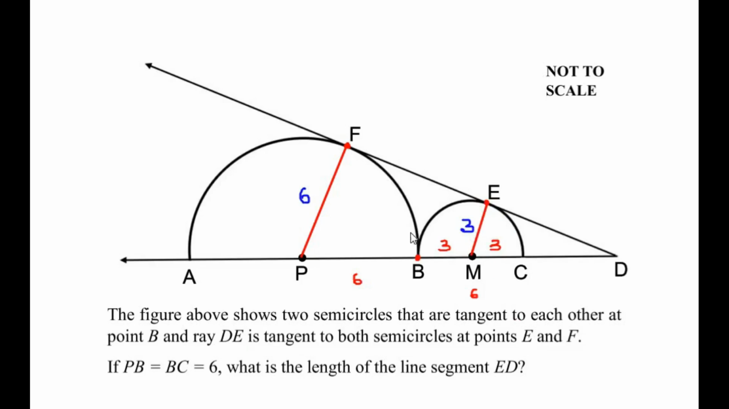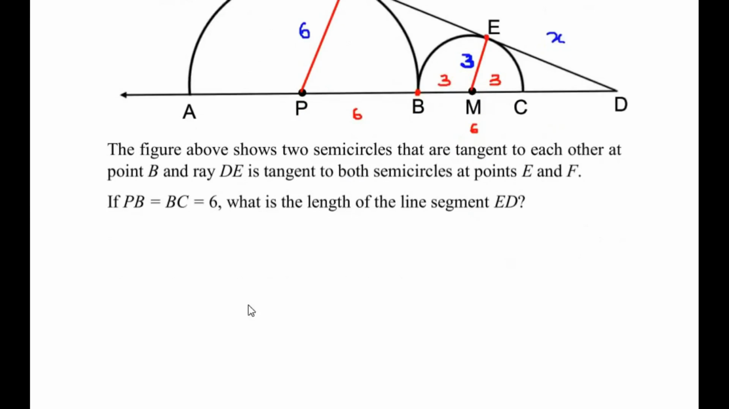Now once we have got these values, we can clearly see that there are two triangles in this given figure. One is the triangle PDF, the big triangle, and another one is the triangle MDE, that is the small triangle. Now remember that we have to find the length of this segment ED. So let us keep it as X. Now I am going to draw the two triangles separately and check whether these two triangles are similar to each other or not. So let me draw these two triangles again.